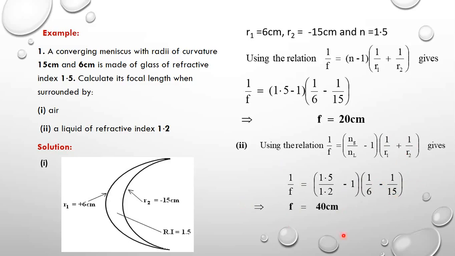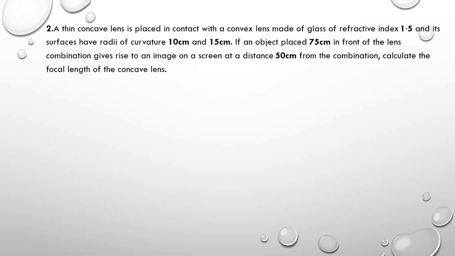And when we compute this, we shall get the focal length as 40 centimeters. So that will be the focal length of the lens when surrounded by a liquid of refractive index 1.2. Let us also look at this example here.